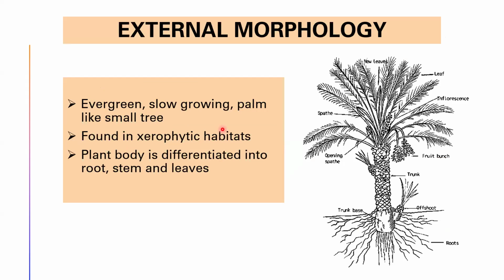External morphology of Cycas. The main sporophytic plant body, as you can see in the diagram, is differentiated into root, stem, and leaves. Here, the stem is represented by the trunk, and within the leaves, you can also see the inflorescence present at the apex of the trunk.